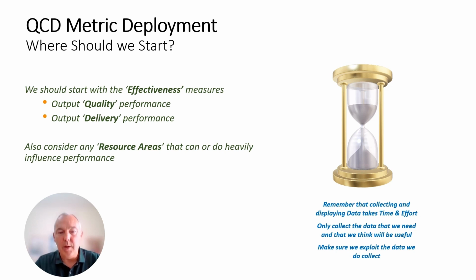So where to start with a QCD performance metric deployment? By far the highest significance area of the performance metrics are those that centre on the effectiveness of our process. So we generally start with the deployment of quality and delivery performance measurement. And that's because, as mentioned earlier, these are the things that can impact directly on our customers and our customers' opinion of us, and potentially threaten business continuity.